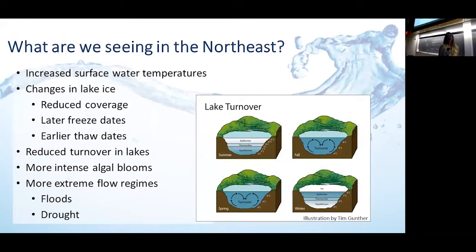And just a couple things that we're seeing in the northeast already. Increased surface water temperatures, changes in lake ice. So that's changes in the duration and timing of lake ice, as well as that overall coverage. Also reduced lake turnover. And so this is a big one. Twice a year, many lakes experience turnover, and that brings up nutrients that support aquatic life up into the water column. Unfortunately, with warmer water temperatures, sometimes this doesn't occur, and this can have huge disruptions on aquatic life. Also, more intense algal blooms and more extreme flow regimes such as flooding and droughts.